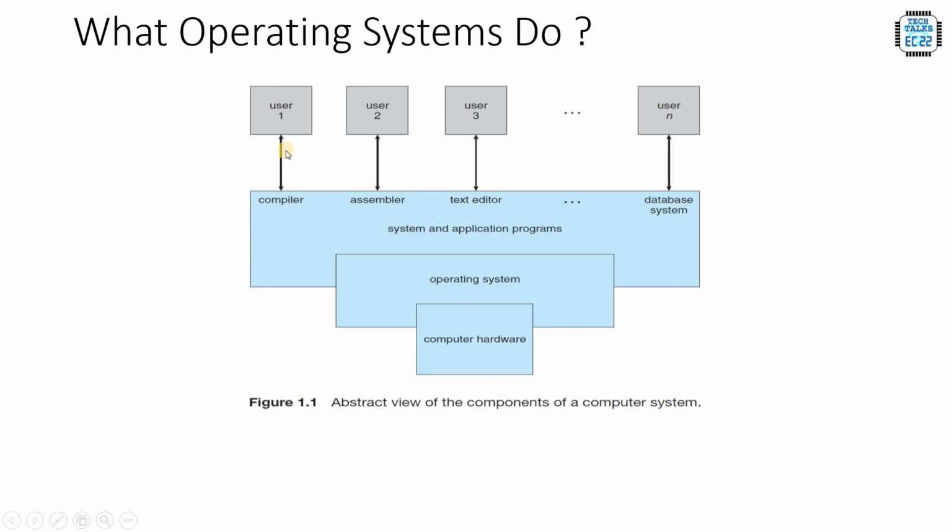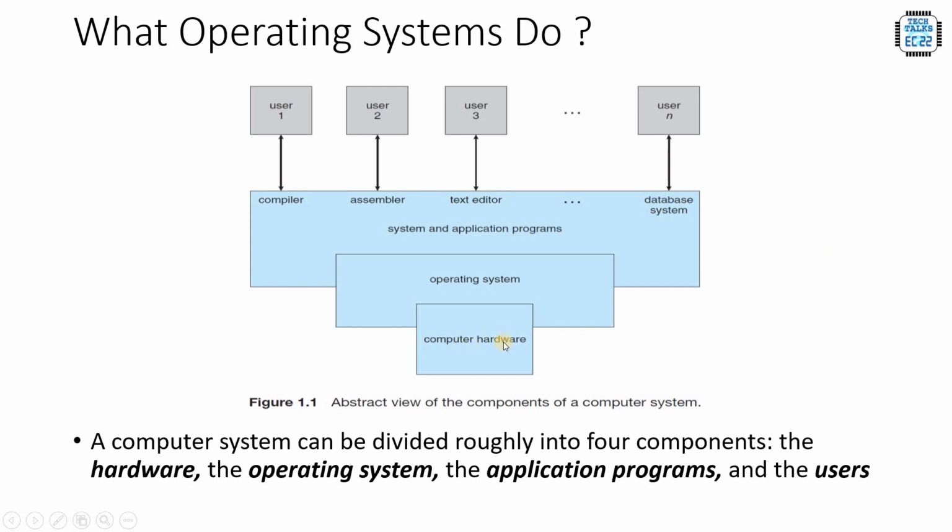As we can see, there are multiple users, that is, we the users. Then we use this computer system, which comprises three main components: computer hardware, operating system, and application programs. So basically, a computer system can be divided roughly into four components: the hardware, the operating system, the application programs, and lastly the users. As you can see in the figure, the users use the system and application programs to communicate with the operating system, and the operating system uses the computer hardware.